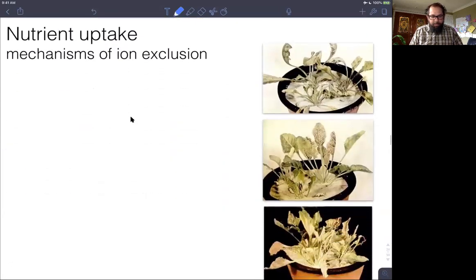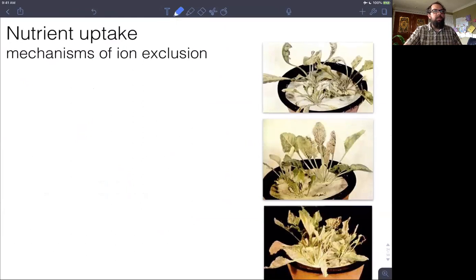Okay, the other modification to nutrient uptake that I want to talk about is an important one, and these are mechanisms of ion exclusion. This is especially important for things like heavy metals or salts, things that are, as we've talked about, lethal and toxic to the plant. So there are ions in the soils that you don't want to let in, heavy metals being some of them. Although some of these, like copper and nickel, are definitely essential nutrients.